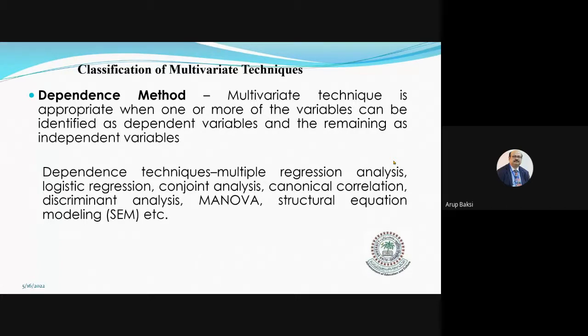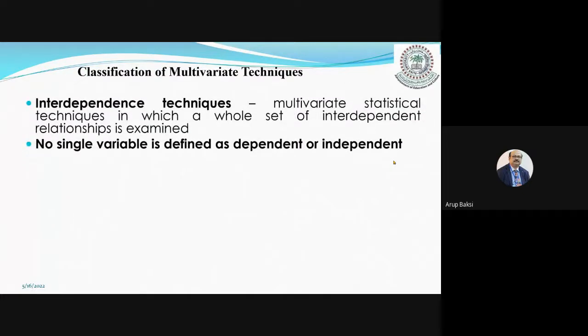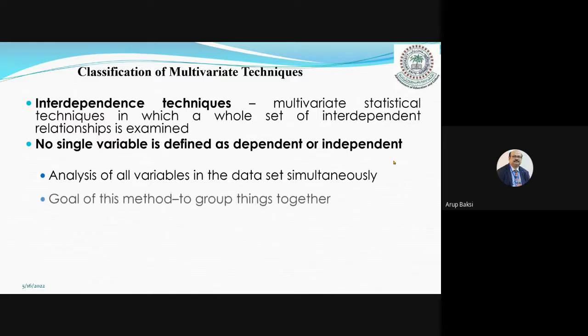Now, in contrast to these, the interdependence technique is also a multivariate statistical application in which a whole set of interdependent relationships is examined. Basically, no single variable is identified as dependent or independent. There is no preconceived notion held by the researcher that there is a set of dependent variables or a set of independent variables. So in these cases, we analyze all the variables in the data set simultaneously.